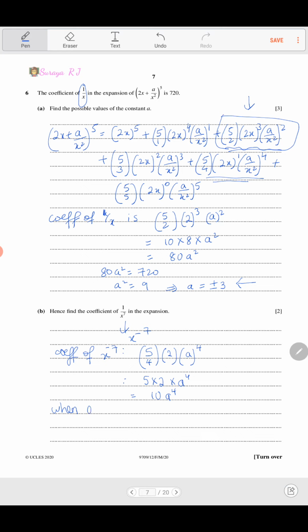When a is equal to 3, we have coefficient of x power minus 7, 10 times 3 power 4, which is 810. When a is equal to minus 3, the coefficient of x power minus 7, again it will be 810. This is the same. So we have the coefficient of 1 over x power 7 as 810.